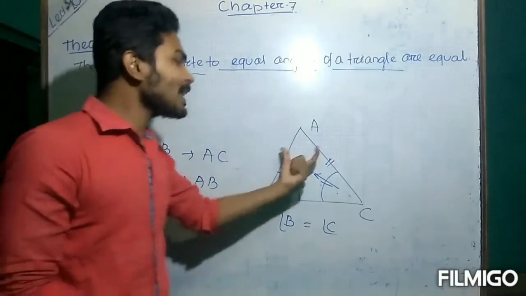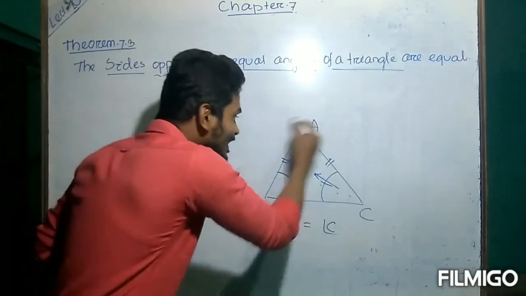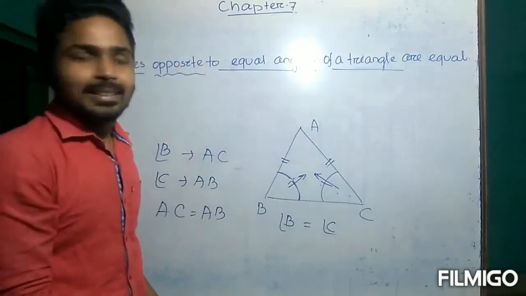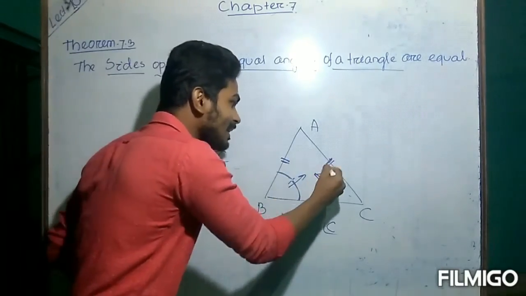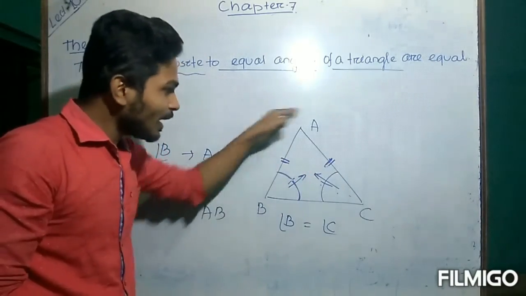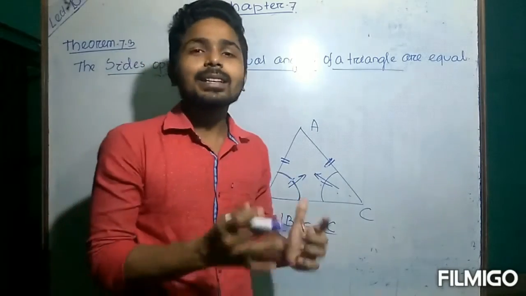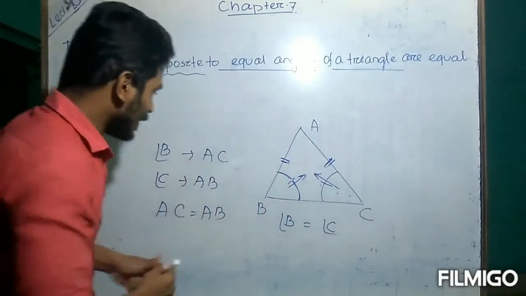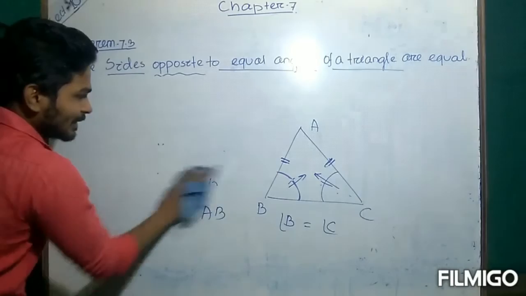It means ultimately we have to show that ABC is an isosceles triangle. Since we have to prove that this side and this side are equal, it means any two sides of a triangle are equal. So ultimately we have to prove ABC is an isosceles triangle. So let us start proving this theorem.